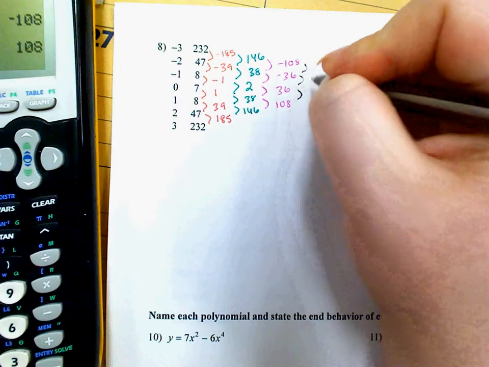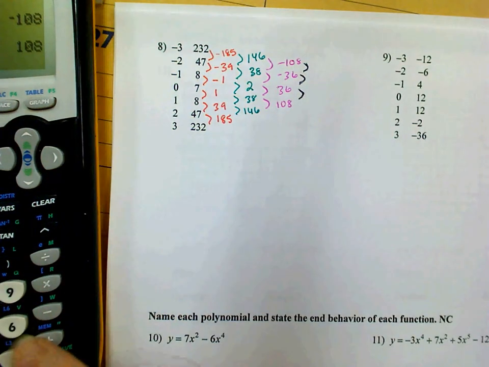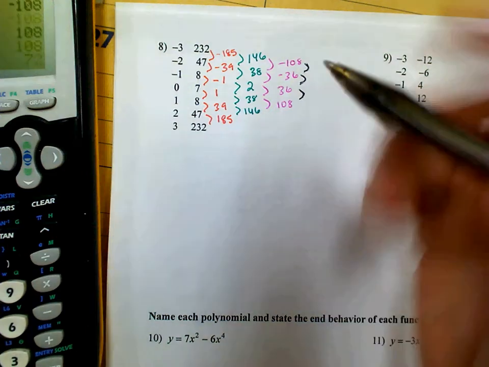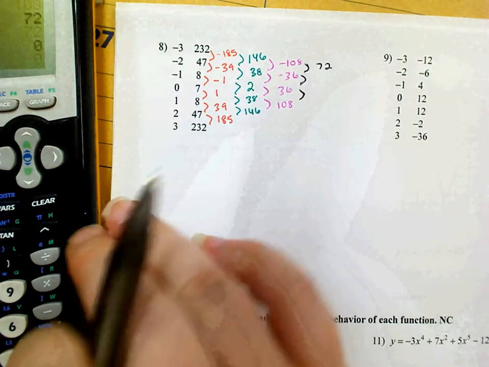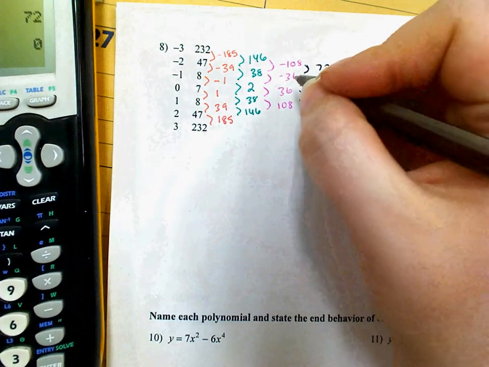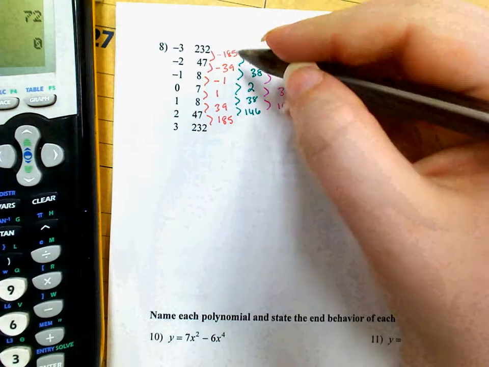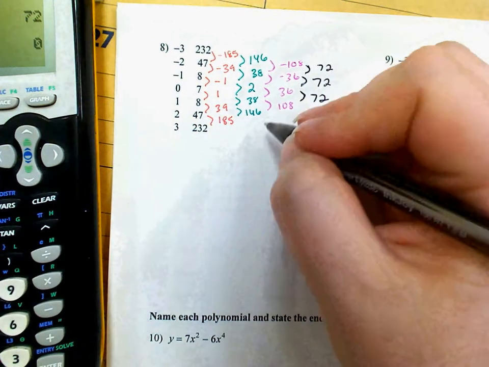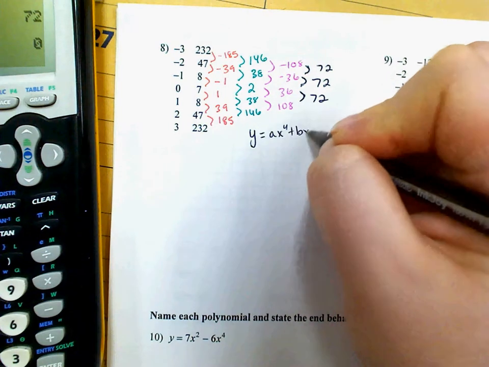Then negative 36 plus 108 is 72. Negative 36 minus a negative 36 is positive 72, and positive 72, which means 1, 2, 3, 4, it took 4 times, which means it's a quartic. Y equals ax to the fourth plus bx cubed plus cx squared plus dx plus e.